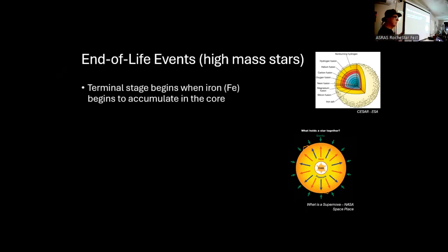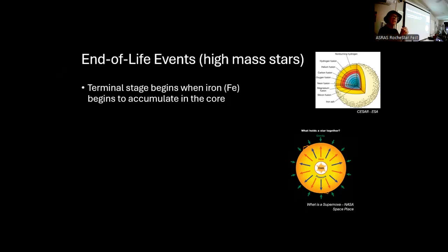The terminal stage begins when iron begins to accumulate in the core, because the reason the star shines, the reason photons are emitted, is that each time you fuse these elements that are not as heavy as iron, energy is released in the form of photons and other radiation. The problem is when you start making iron, it requires energy. So the fusion of iron into heavier elements requires energy.